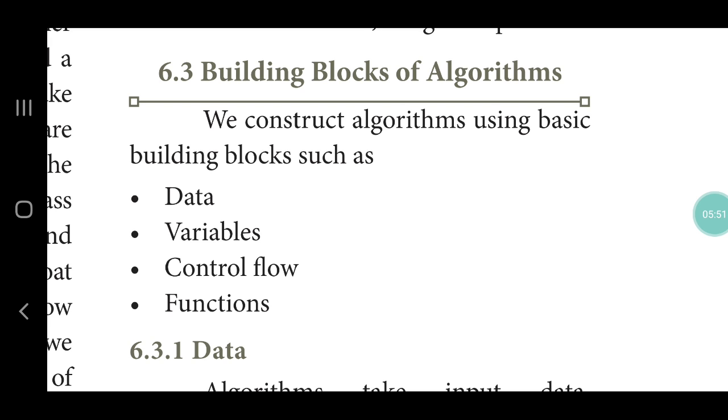For preparing a tea, we need data: water, sugar, milk, like that. Like that, for everything we need data. So data is the main thing for everything.